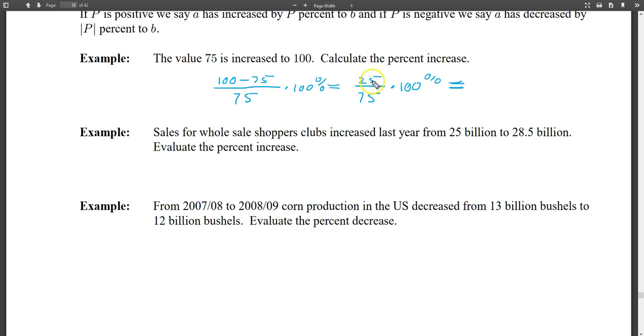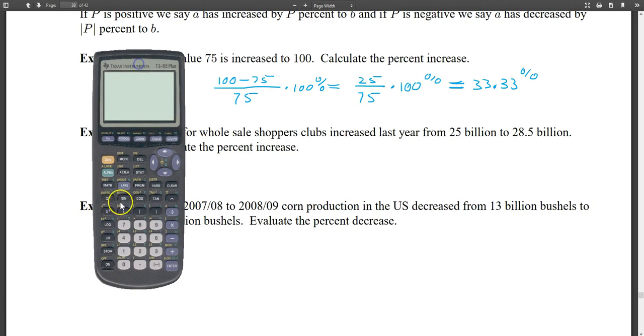And that is going to equal, if you evaluate 25 over 75, that's 1/3, right? So you're going to get 33.33, rounding to the second decimal place, percent. That's what you would get. You can verify that on a calculator. 25 divided by 75 times 100. And there you go, 33.3 repeating percent, or rounding to the second decimal place, 33.33%.